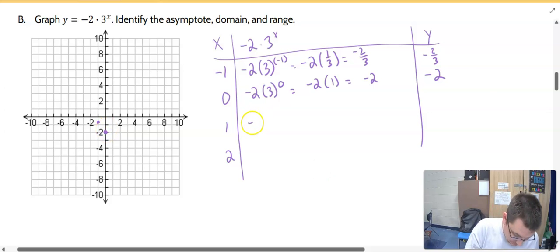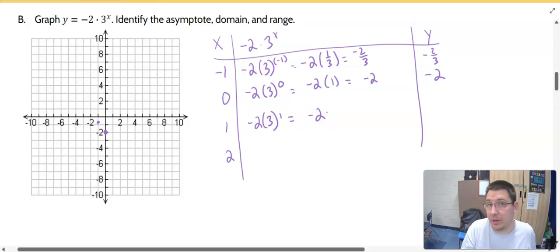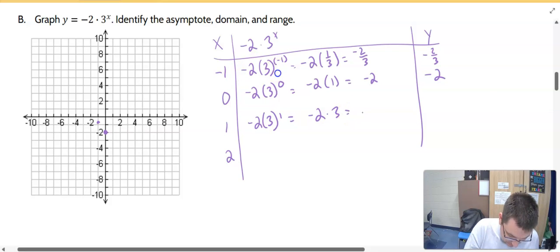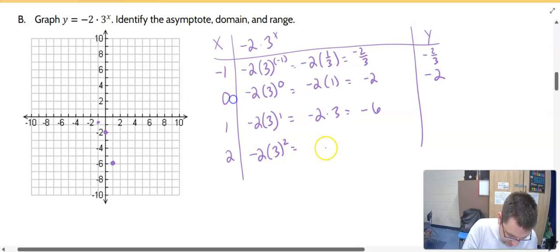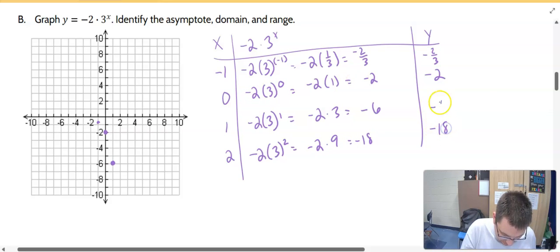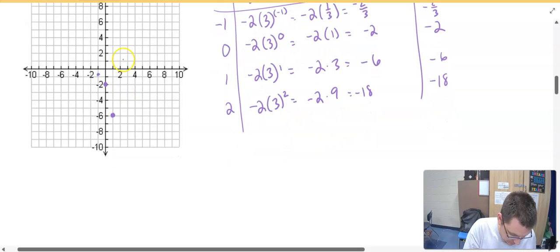We go to 1. Negative 2 times 3 to the first. So negative 2, 3 to the first is 3. So negative 2 times 3 is negative 6. And so 1, negative 6. And finally 2. Negative 2 times 3 squared. 3 squared is 9. So negative 2 times 9 is negative 18. And so we'll get our last ordered pair. And 2, negative 18 is way down here. And so we see that this graph looks like this.